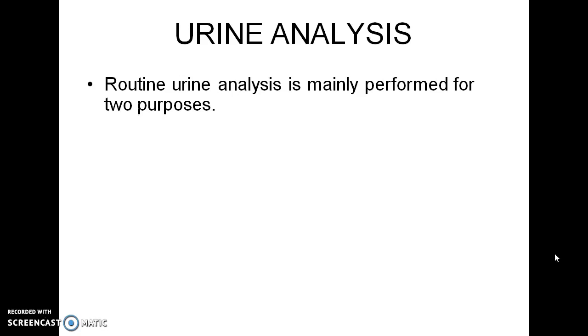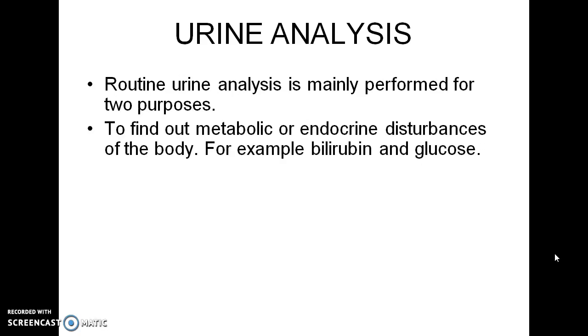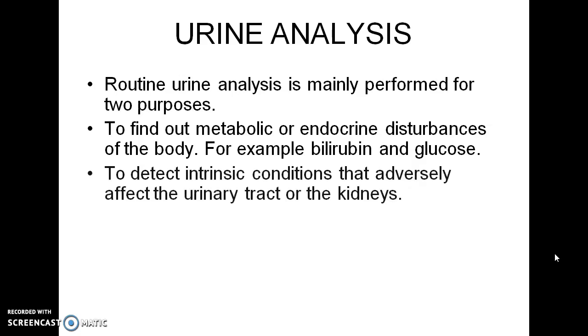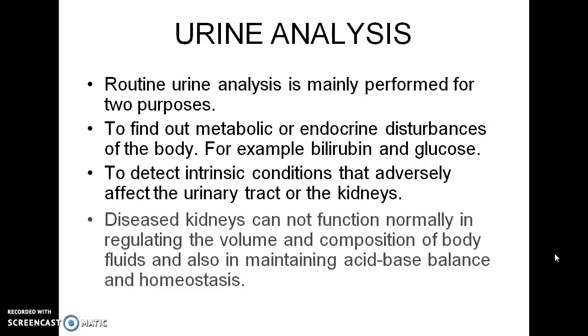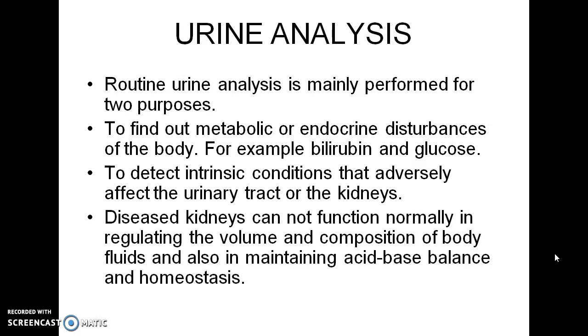Routine urine analysis is mainly performed for two purposes: to find out metabolic or endocrine disturbances of the body, for example, bilirubin and glucose, and to detect intrinsic conditions that adversely affect the urinary tract or the kidneys. Diseased kidneys cannot function normally in regulating the volume and composition of body fluids and also in maintaining acid-base balance and hemostasis.